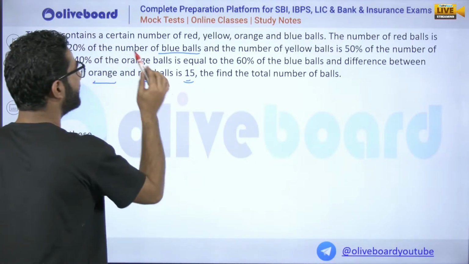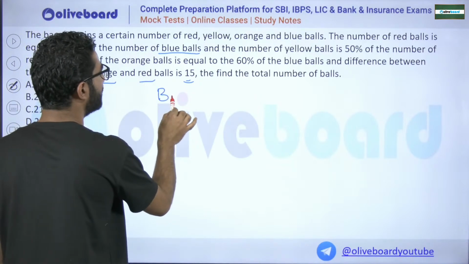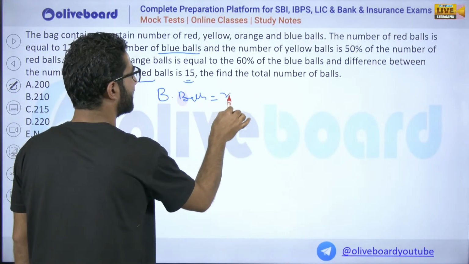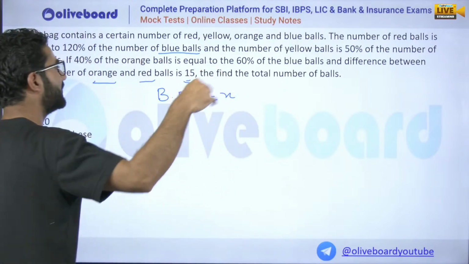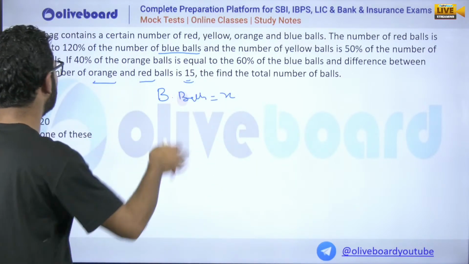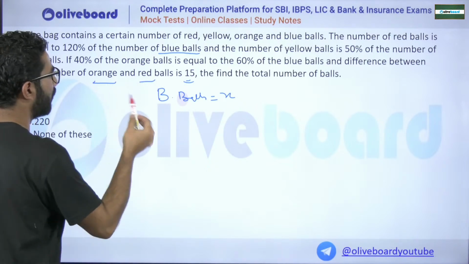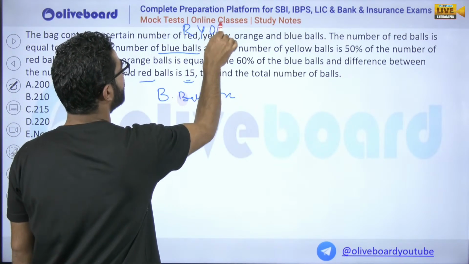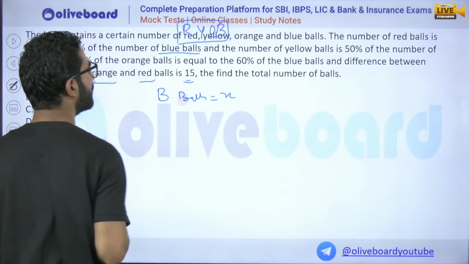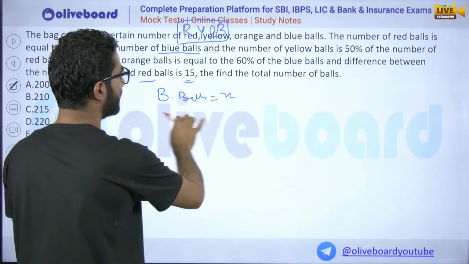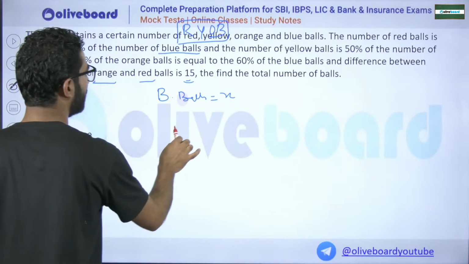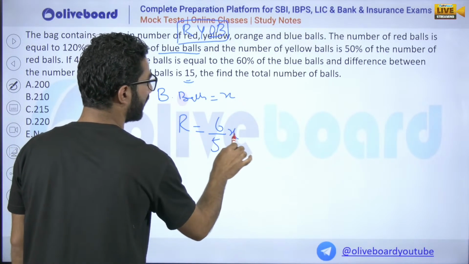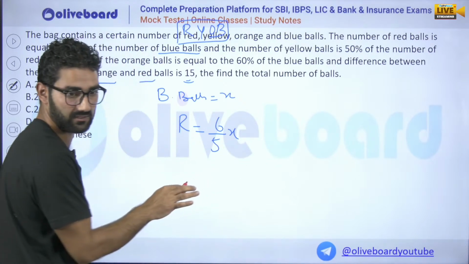If I take the blue balls as x, any variable, any fast calculation, something like that. We have 4 types of balls here: red, yellow, orange and blue. I just take blue as x. The number of red balls will be how much? Red balls will be 6 upon 5 x. Did you get this point? Why am I writing it fast as 6 upon 5?